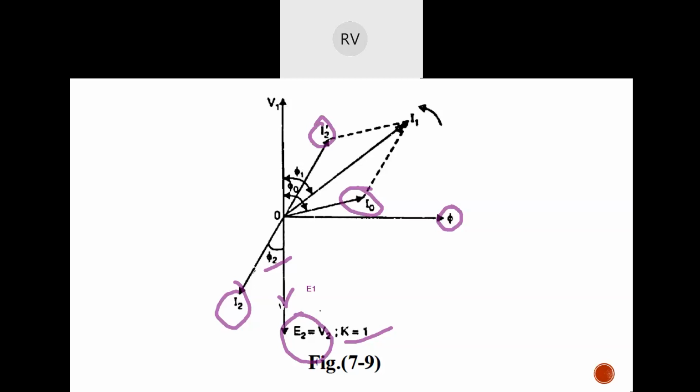So we have this value I2 dash, and the adding of these two will give you I1. If you just add these phasors I0 and I2 dash, you will get I1. Okay, and again V1 will be exactly opposite to E1. Here you are seeing V1, and the angle between V1 and I0 is phi naught, and the angle between I1 and V1 is phi 1. So this is how the phasor diagram is being represented.